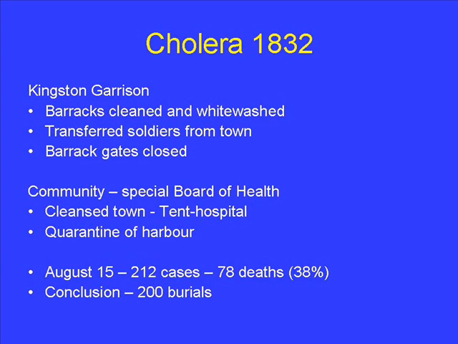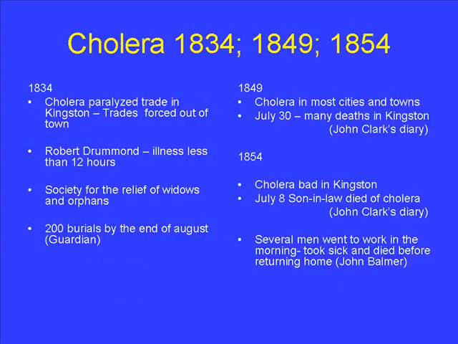In spite of their efforts, by the 15th of August, the local newspaper reported 212 cases with 78 deaths, about 40%, which was in keeping with what was happening with cholera elsewhere in the world. And by the time this particular epidemic had run its course, there had been 200 burials in Kingston.